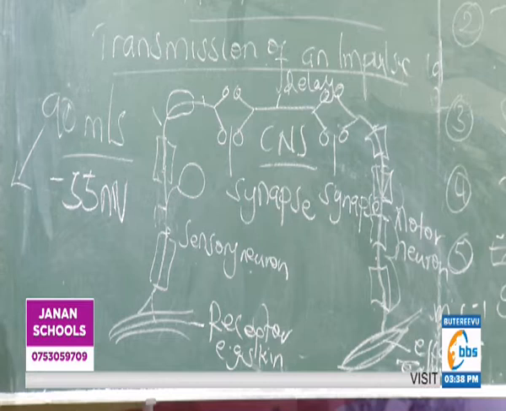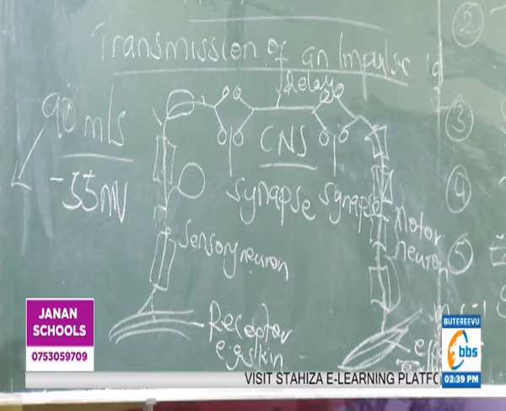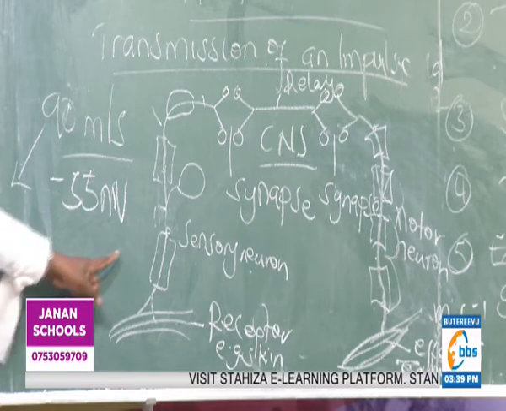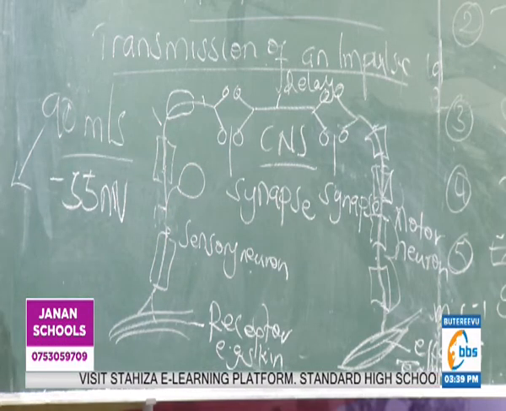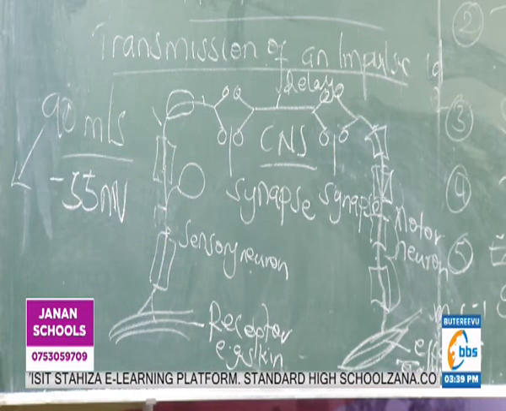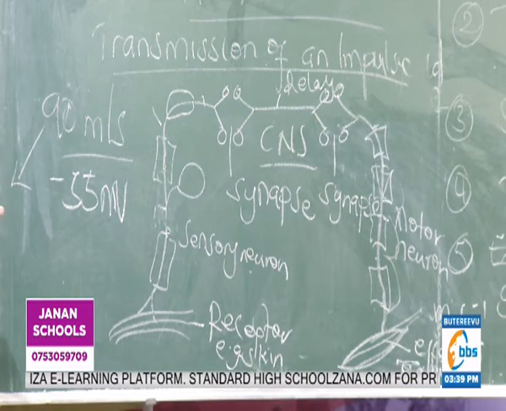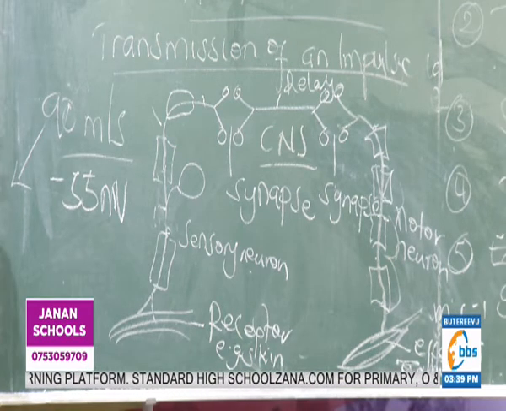So what are the factors that affect speed of transmission of an impulse? One of them is temperature. If temperature is high, then the speed at which impulse information is transmitted across a neuron also increases. And so you're going to have a much faster response to changes in the external environment.